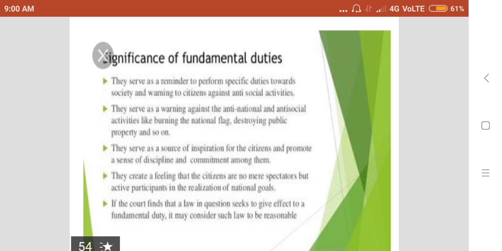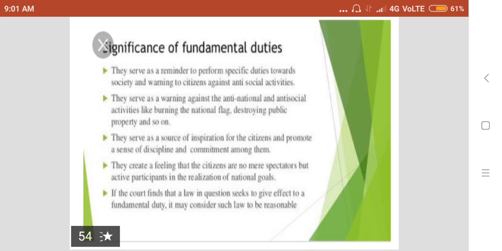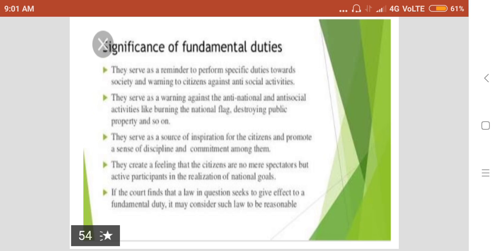Importance of fundamental duties. Fundamental duties serve as a reminder to perform specific duties towards society and a warning to citizens against antisocial activities. They serve as a warning against anti-national and antisocial activities like burning of the national flag, destroying public property, and so on. They serve as a source of inspiration for the citizens and promote a sense of discipline and commitment among them.